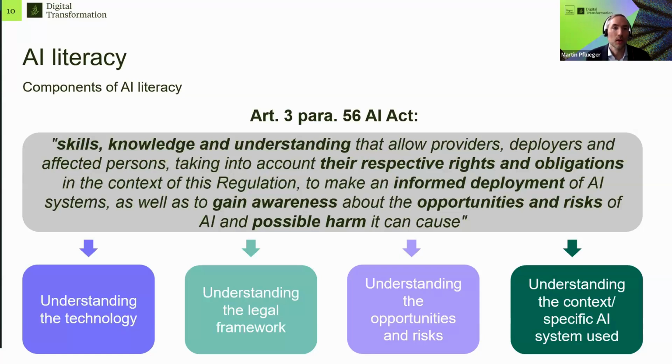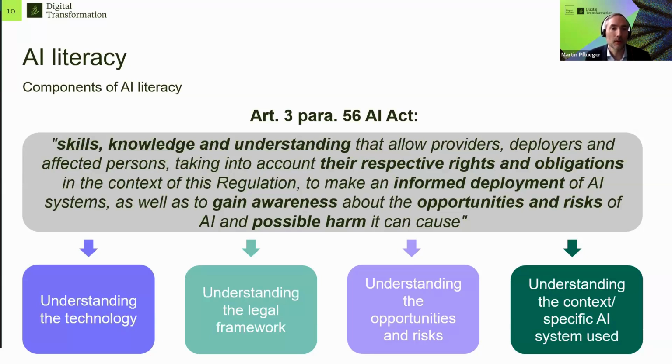So this is generally broken down into different components. First is understanding the technology. So you have the skills, knowledge, and understanding, and each and every employee needs to have a basic understanding of how the technology they're using, or that is being used, really works.